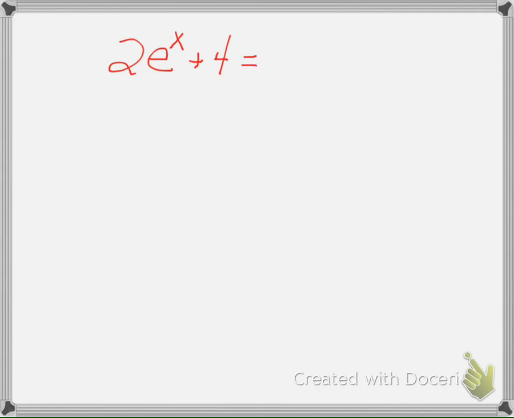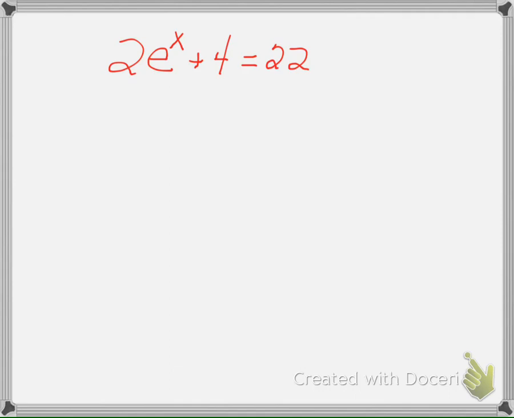2e to the x plus 4 is equal to 22. All right, so I was lying when I said it's about to be a breeze. Don't let the e fool you. Don't let it trick you up.